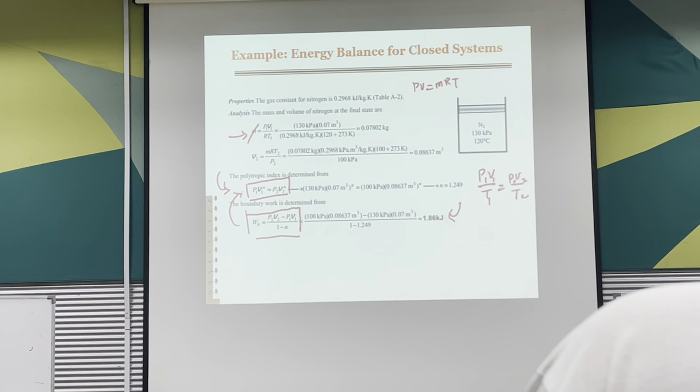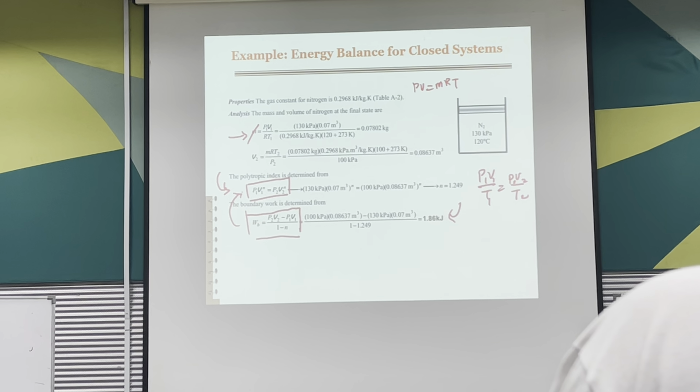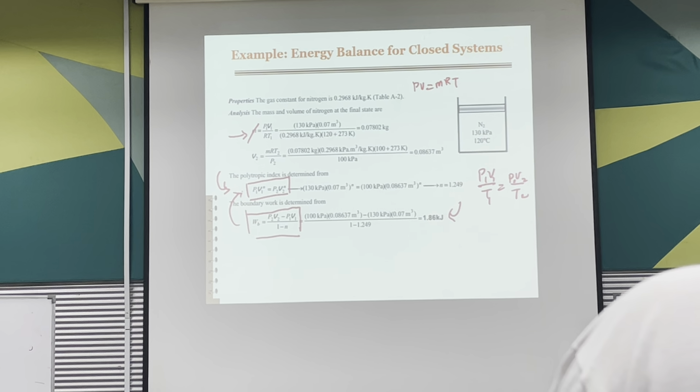So this question, nothing too extreme. It basically just tells you how to use the polytropic expansion or compression equation. But you need to incorporate the ideal gas equation here, because otherwise you won't have the second volume.